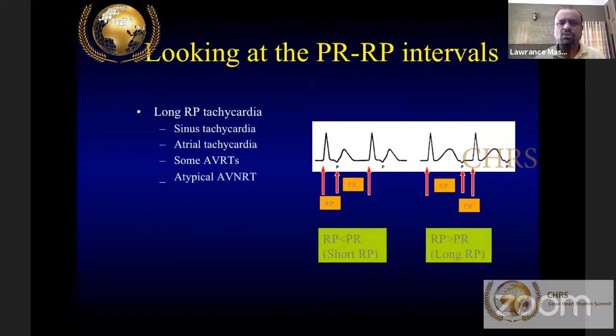The most common form of long RP tachycardias are sinus tachycardia and, pathologically, atrial tachycardia. For understanding's sake, I can tell you that if you see a long RP tachycardia, most commonly you are dealing with an atrial tachycardia.